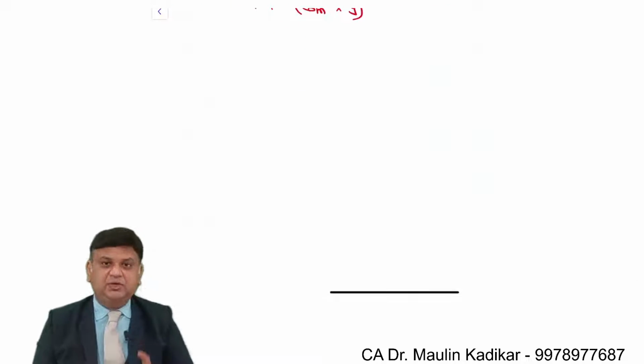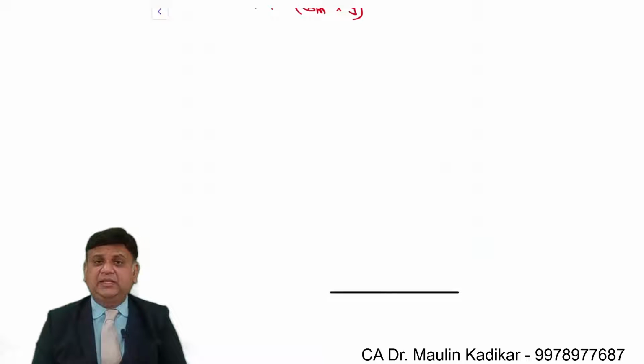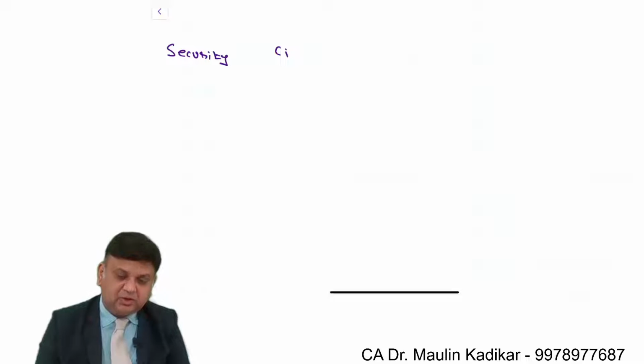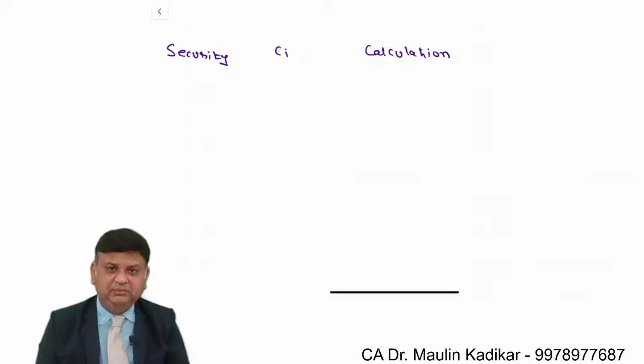Again, we will make the calculation of the answer in the same order in which we already have made the calculation of the X and Y. So column number 1 will be security. Column number 2 will be Ci. Third column will be calculation. And the last column will be selection.